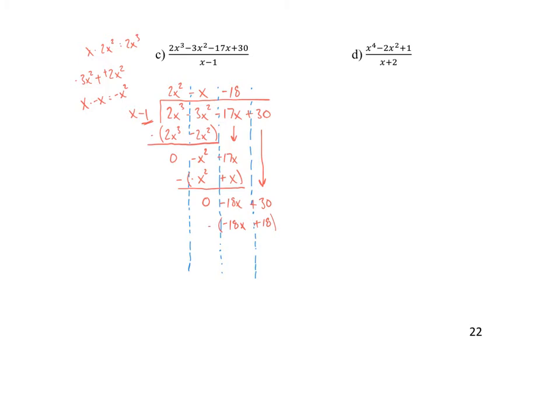And then we just have to subtract. 30 minus 18 is 12. Negative 18x minus negative 18x is 0. So we're left over with this 12. So we will get 2x squared minus x minus 18 plus 12 over, remember our divisor is x minus 1. So that is your answer. Polynomial long division. It takes a little bit of time, but you start to get the hang of it eventually.